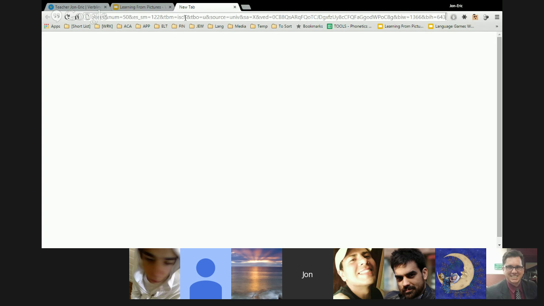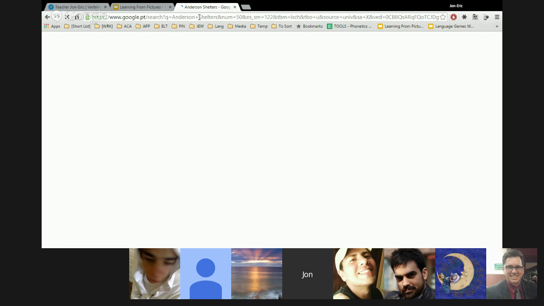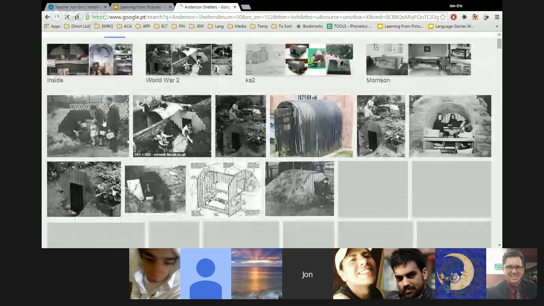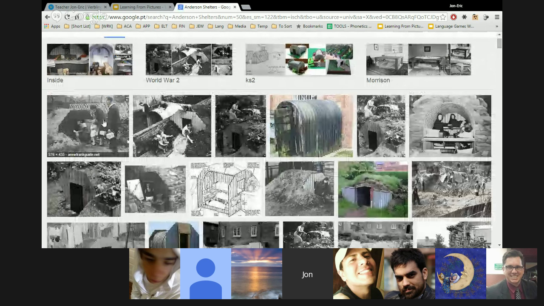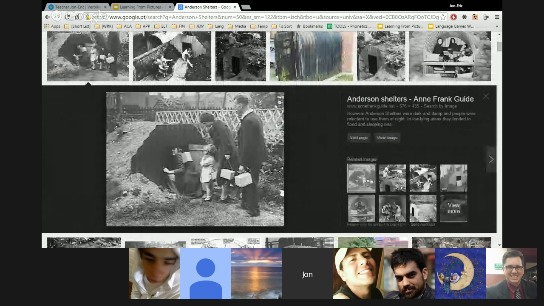Tell me if you can see this, okay? It'll take a second to load. Tell me if you can see this. Give me a second. Oh my goodness, this is really slow. There we go. Okay, now you can see what an Anderson Shelter is. And here is a great picture. Here's a great picture of a family going into an Anderson Shelter. Can you see that? Yes.